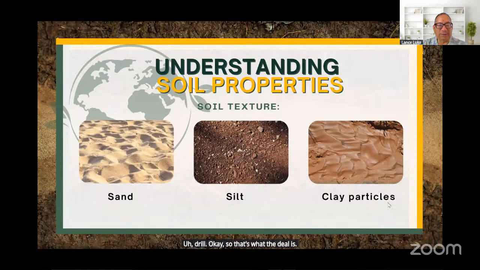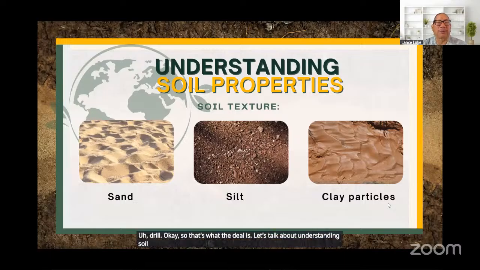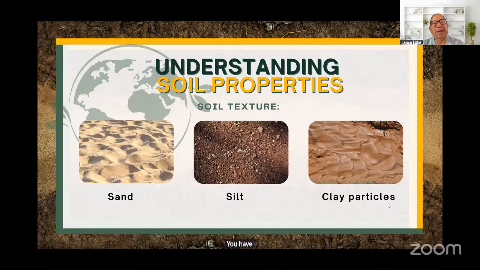Let's talk about understanding soil properties. There are different kinds of textures of soil. You have sand, fine grains of sand. You have silt, which is grains of soil, but it's way bigger than sand. It could be tiny rocks, and then you also have clay particles. So there's sand, silt, and clay.